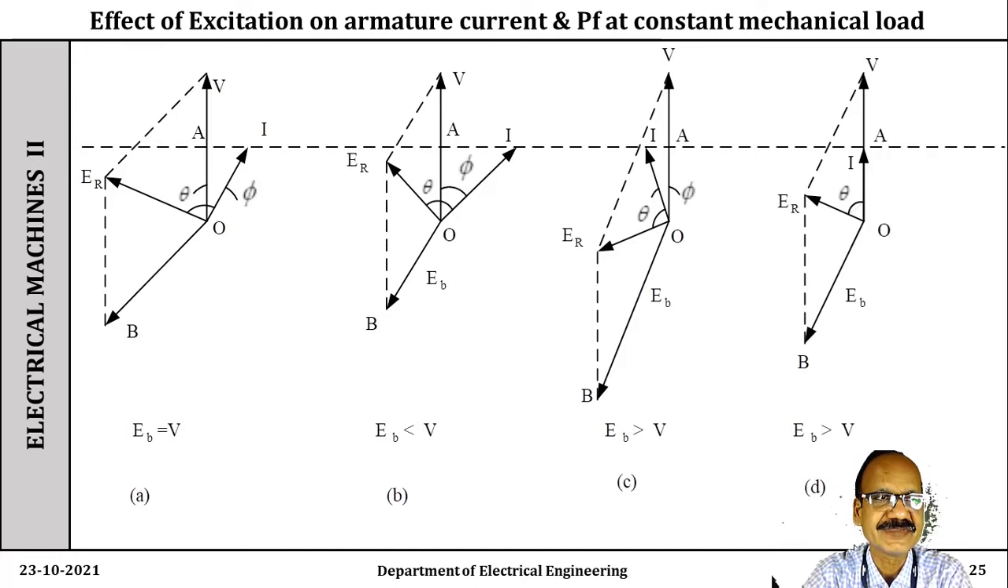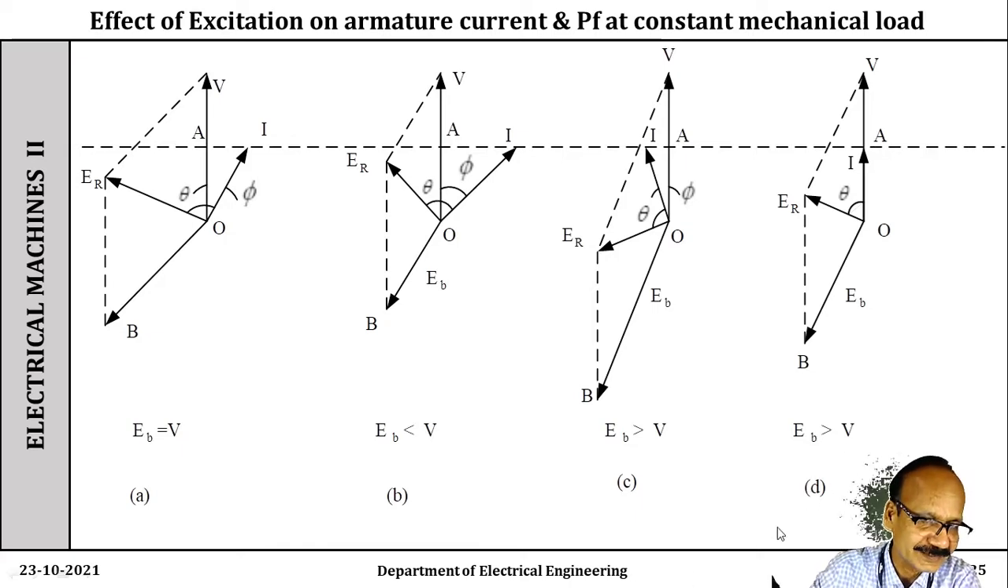In this video lecture, we are going to learn the effect of excitation on armature current and power factor of a synchronous motor with constant mechanical load on it. That means the input power to the motor remains the same. As the output is the same, the input power also remains the same. And what is the effect of the excitation system on the armature current and power factor?